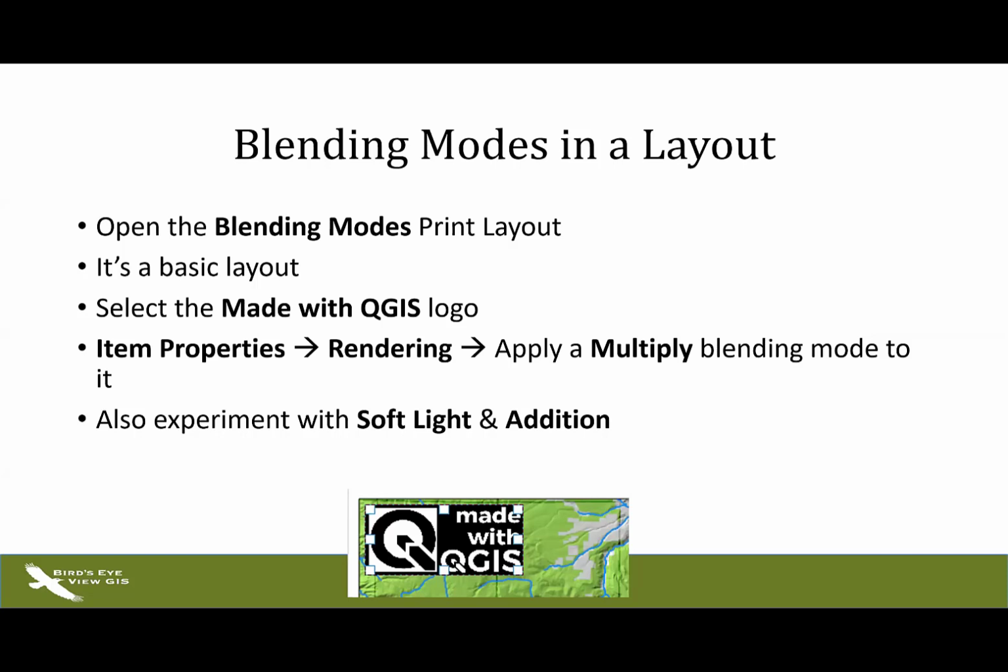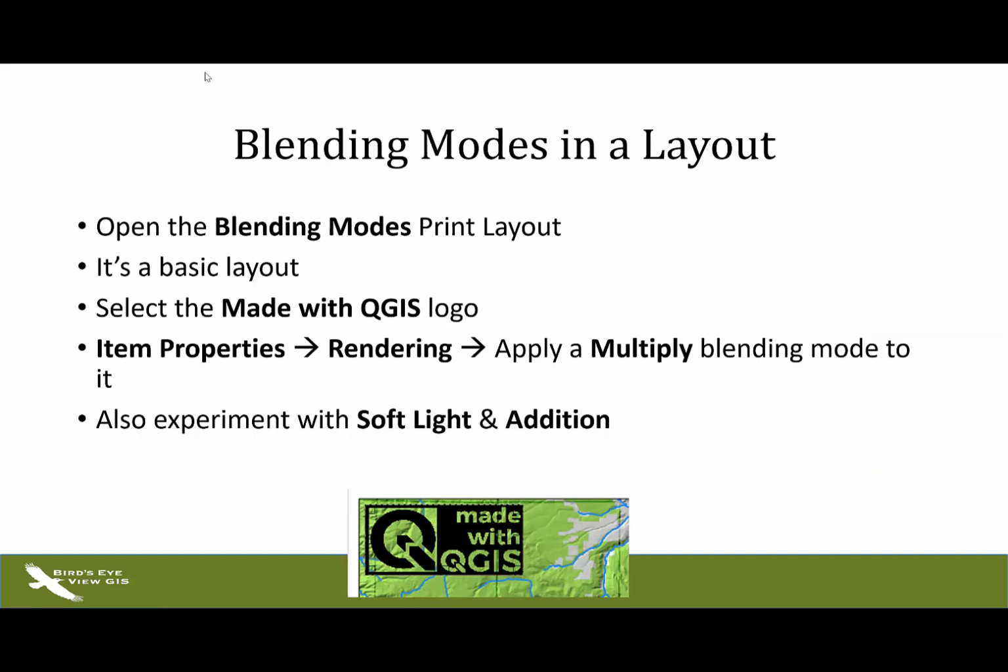So blending modes are exposed in multiple parts of QGIS, not just for data layers. So this project has a simple print layout. If you go to the project menu down to layouts, you'll find an option to open up a print layout called blending modes. So I've already set up a little print layout for this project, and it's basically what you have shown along with a little logo made with QGIS in there.